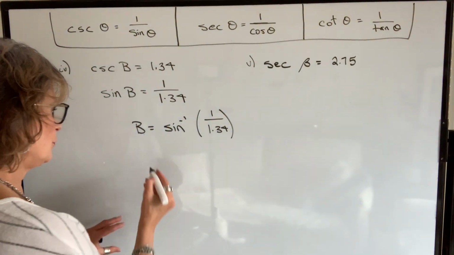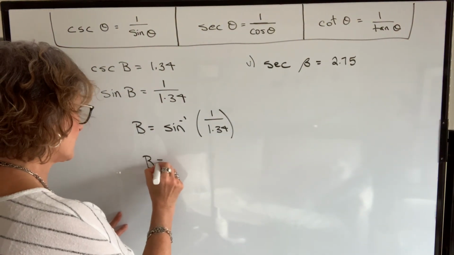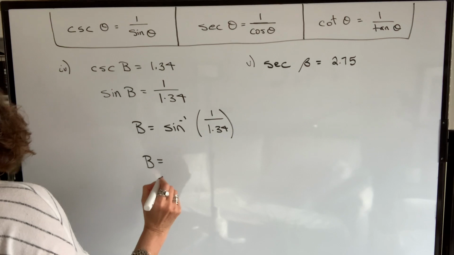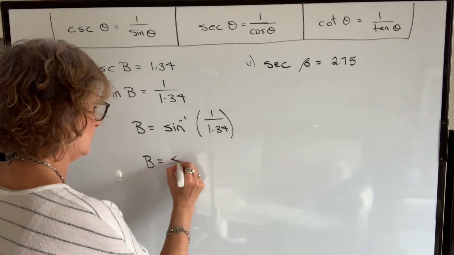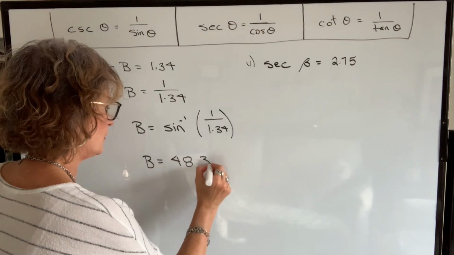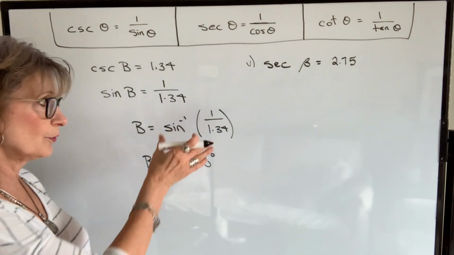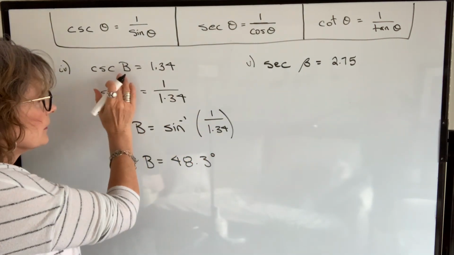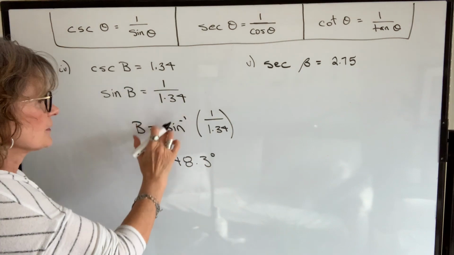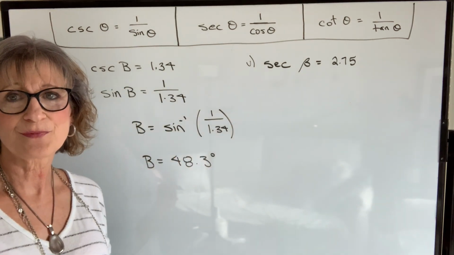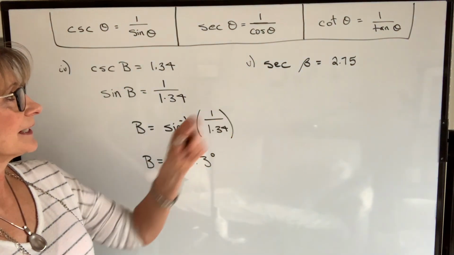Whatever method you do with your calculator, you should get a result of 48.3 degrees. So try it on yours, make sure that you know how to work with the reciprocal functions and the inverse of those reciprocal functions. All right, let's take a look at the next example.